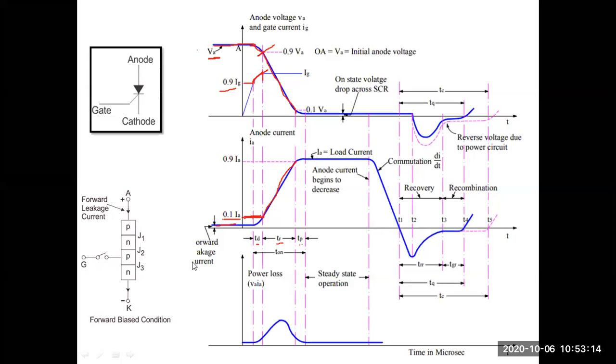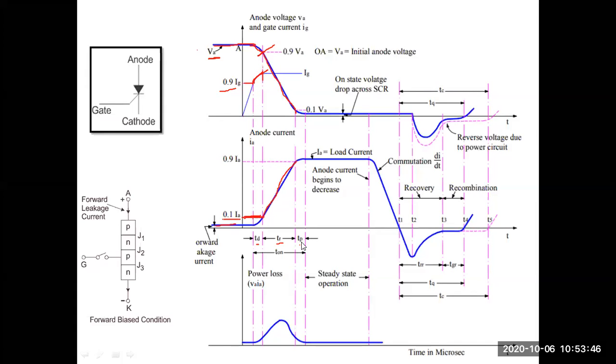So that is also one of the drawbacks of the SCR. This is the major drawback of the SCR, because the gate terminal is not at all helpful in controlling the switch when it is completely closed. For that only we have gone for the GTO, gate turn off thyristors. That we'll discuss later.